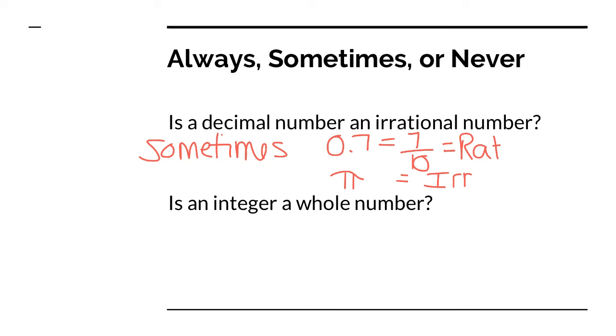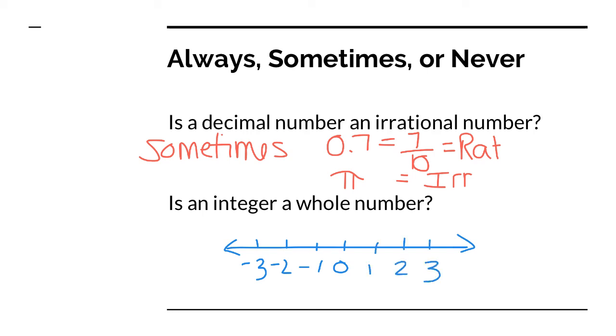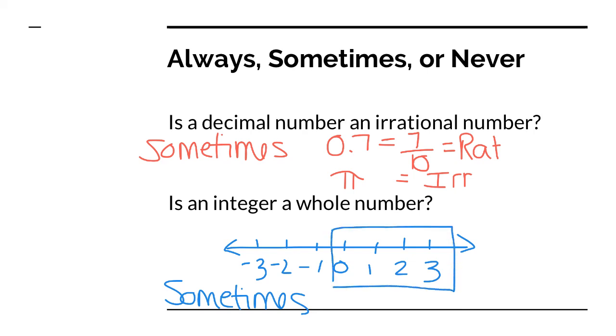Is an integer a whole number? Well, let's think about that one. Integers belong on my number line. Are all these things whole numbers? Well, my answer is sometimes. This part of my number line, yes, those are all whole numbers. But this side of my number line is not whole numbers.